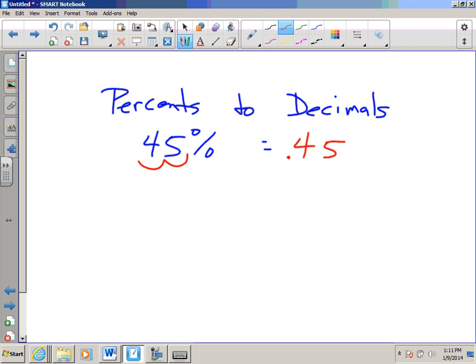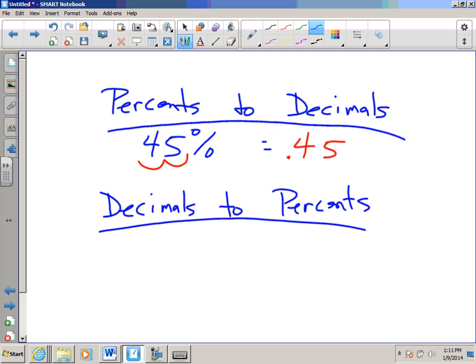Yep, 0.45. Or you can put a 0 in front of the decimal, that's fine too. So we did percents to decimals. We also did decimals to percents, whereas if we had 0.82, if we would move 2 places to the left to go from percent to decimal, for decimal to percent we would go back the 2 places, make it 82%.